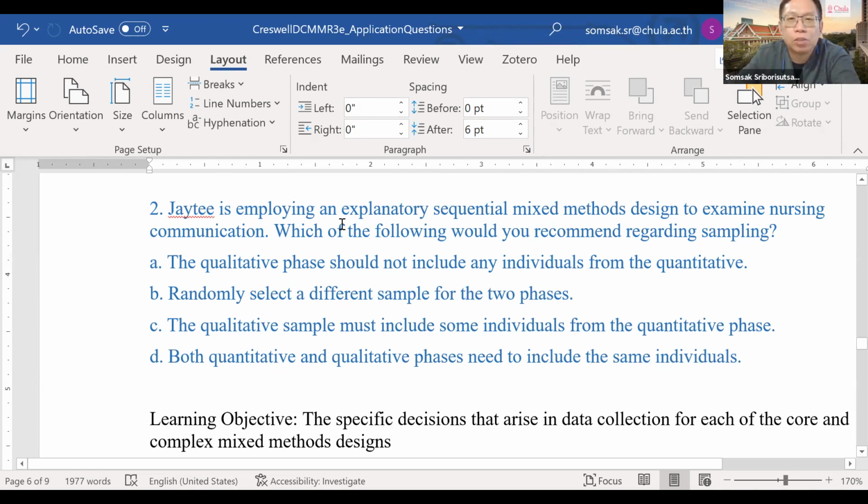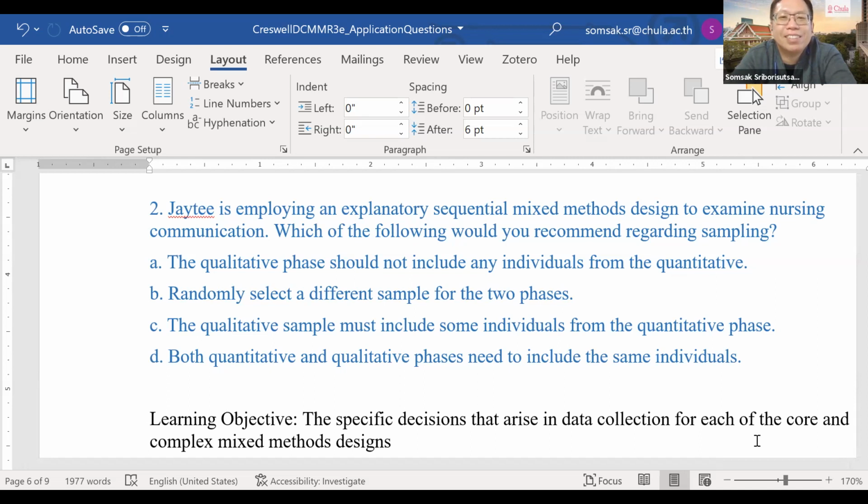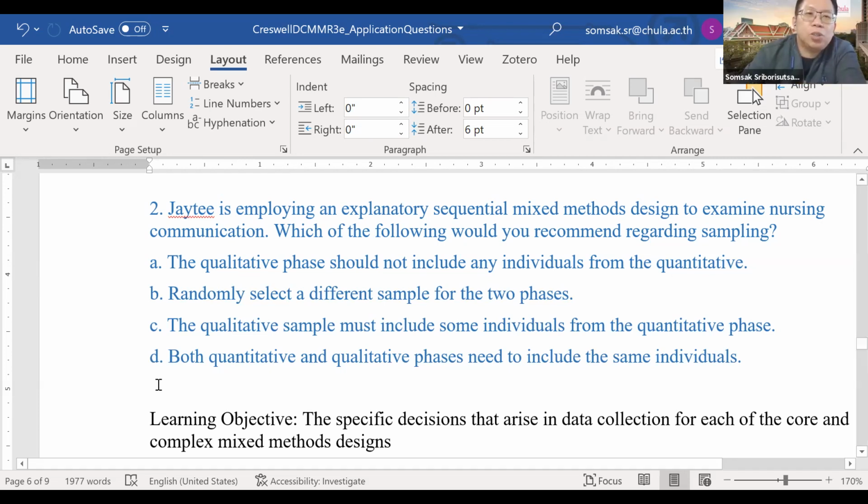Charity is employing an explanatory sequential mixed method design to examine nursing communication. Which of the following would you recommend regarding sampling? A, B, C, or D? The keyword is explanatory. You start with qualitative first, right? Sequential, I think. Oh, sorry, you start with quantitative and then qualitative. I think number C, C for cat.